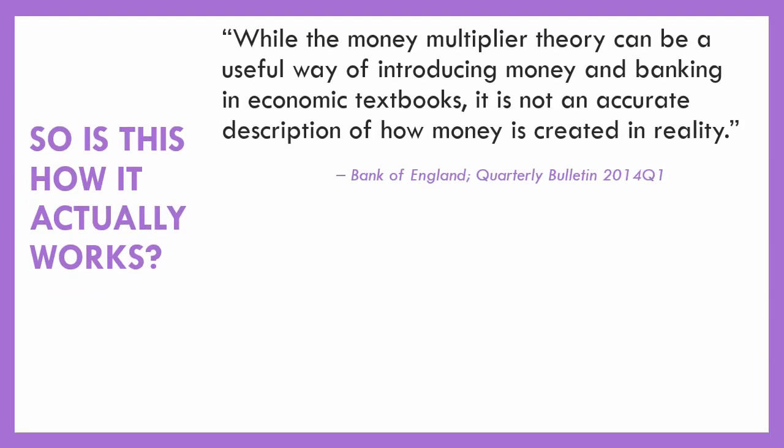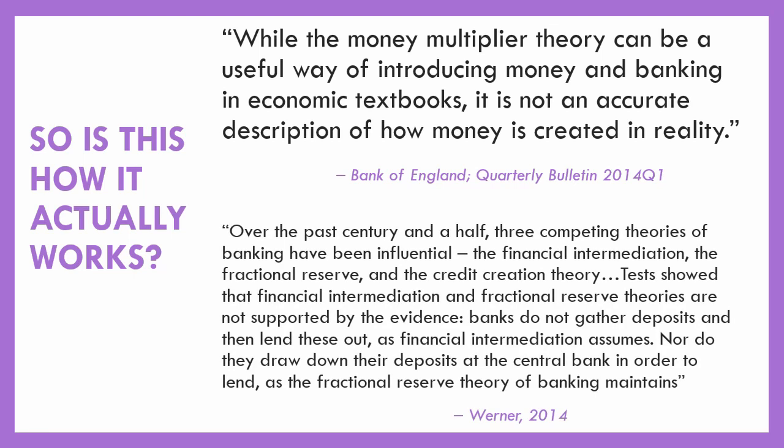Now, is this how it actually works? The Bank of England released a statement back in 2014, and what they said was, while the money multiplier theory that we just talked about is a useful way of introducing money in banking in economic textbooks, it's not really an accurate description of how money is created in reality. There's been 3 competing theories over the past century and a half: the financial intermediation theory, the fractional reserve theory, and the credit creation theory. But tests showed that financial intermediation and fractional reserve theories are not supported by evidence.